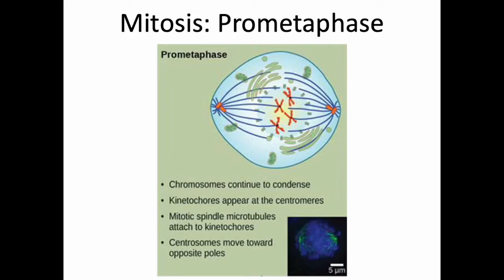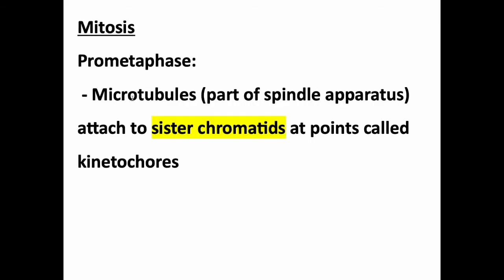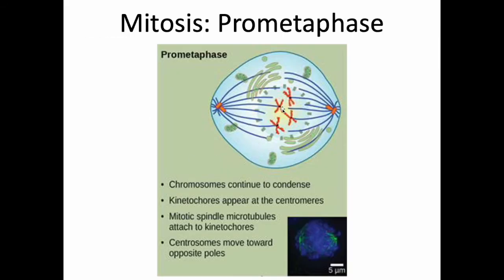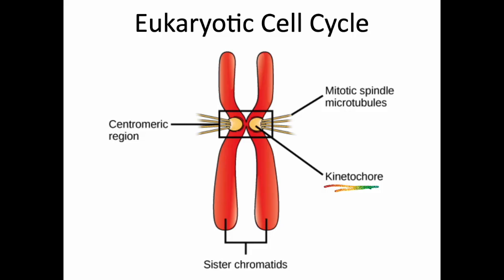So during prometaphase, we've got the spindle apparatus extending out its microtubules to attach to these chromosomes. So prometaphase: microtubules, part of that spindle apparatus, attach to sister chromatids. Okay, so here's where we need to zoom in a bit. So yeah, we can see that these are 2 chromosomes here, 2 sausages. Let's zoom in on these.